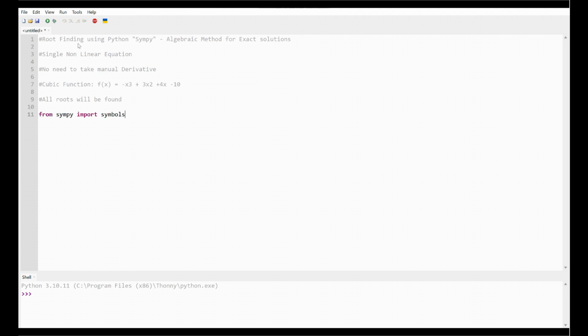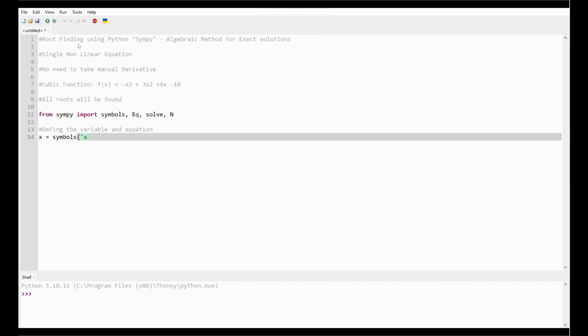I will import a few things from SymPy. From SymPy I will import symbols, Eq, solve, and N. These are really important to solve this equation. And I will define the variable and equation. I will say x is equal to symbols x in brackets, and the equation is minus x cubed plus 3x squared plus 4x minus 10, and this is a symbolic equation.